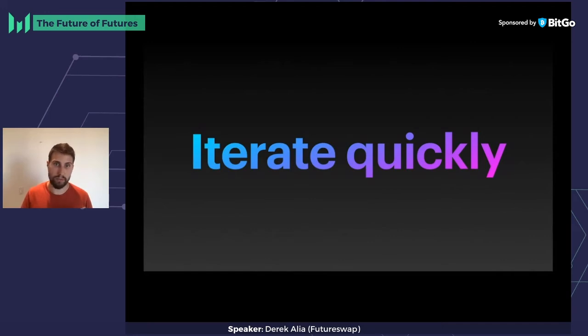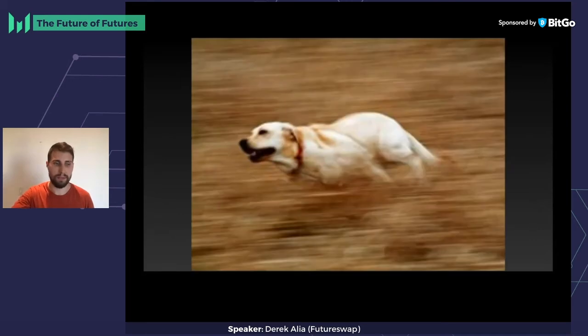So when you're building, make sure to think about, hey, how can we change this once the satellite is launched? You want to be fast. You want to be able to move things quickly. This dog is pretty fast, so I thought that was a good example.